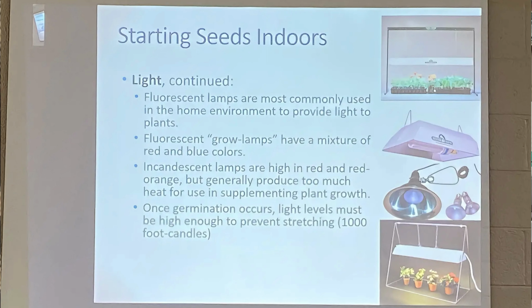Starting seeds indoors, light continued. Fluorescent lamps are most commonly used in the home environment to provide light to plants. Fluorescent growth lamps have a mixture of red and blue colors. Incandescent lamps are high in red and red-orange, but generally produce too much heat for use in supplementing plant growth. Once germination occurs, light levels must be high enough to prevent stretching.